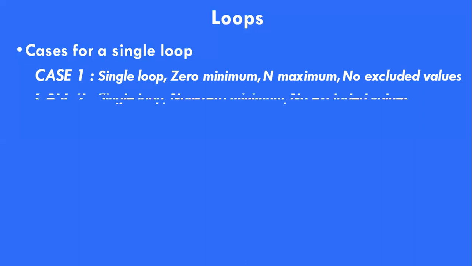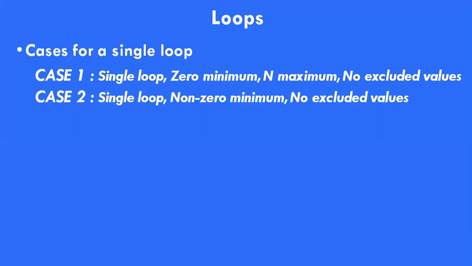Now in case 2, single loop, non-zero minimum, no excluded values. In this particular case, the bugs that arise may be one less than the expected minimum, or what happens if the loop control variable's value is less than that particular minimum. So what is going to prevent the value from being less than the minimum? That is the minimum number of iterations. Or what is going to happen if you do one more than the minimum number of iterations?